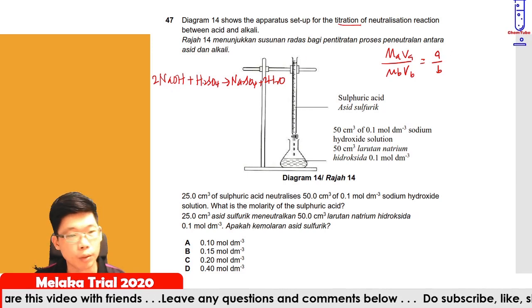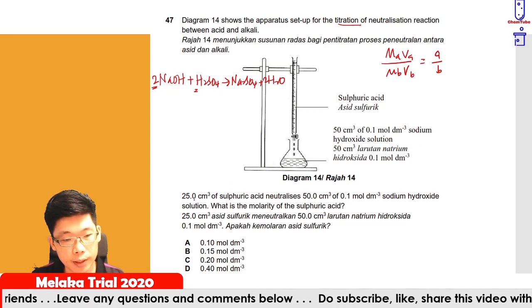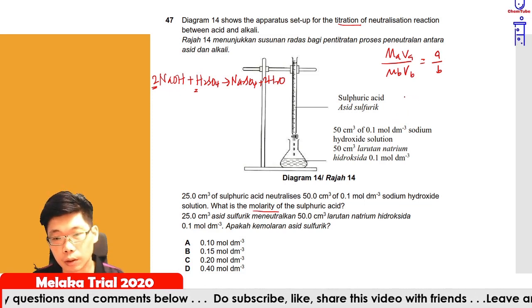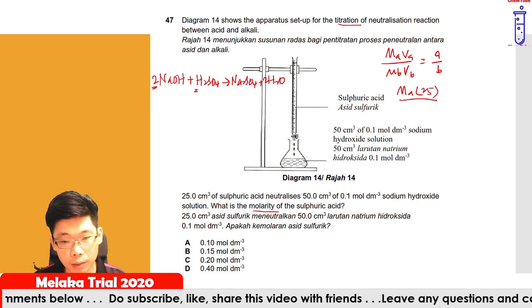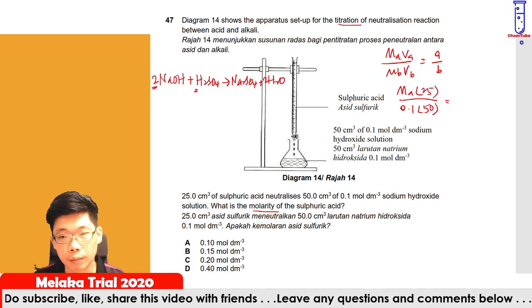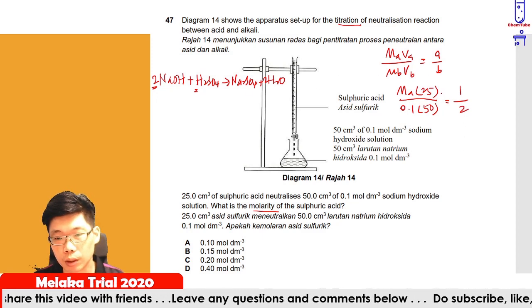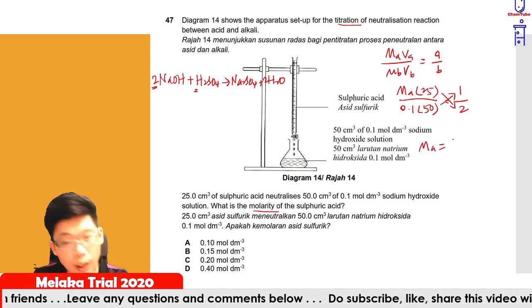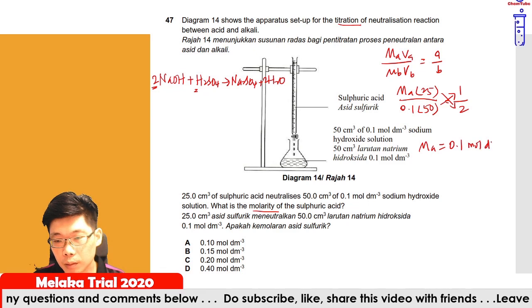So the A and the B refer to the mole for the acid and the alkali. So we just replace in. Sulfuric acid is MAVA, so you need to find out the MA. VA is 25. MB is 0.1. VB is 50. A is the mole for the acid, which is 1. B is the mole for the alkali, which is 2. So we use the cross multiply. So we can finally find out that MA, use a calculator, MA is 0.1 mole per cubic decimeter.